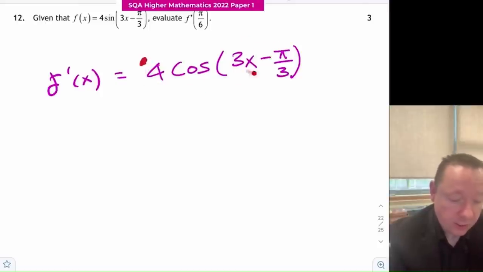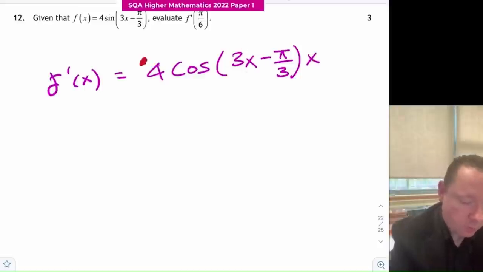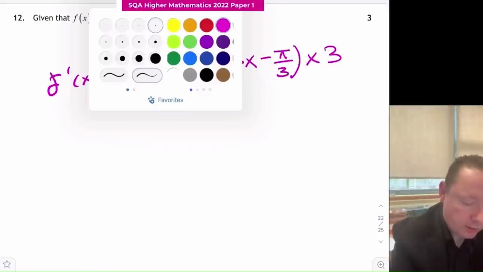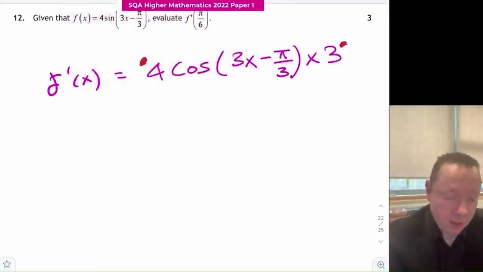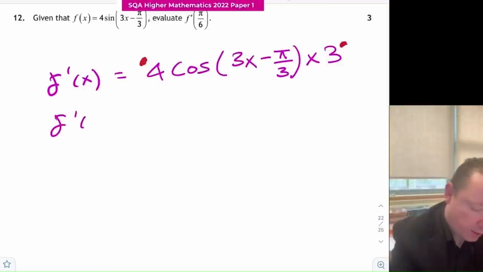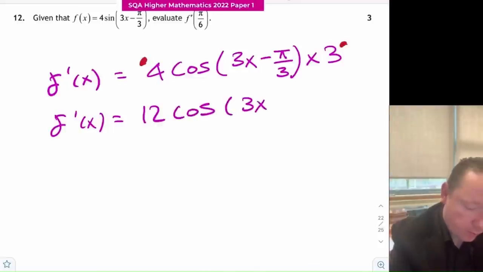So in other words, if I differentiate this part, that's the constant, so that's nothing. Differentiate 3x is 3, so I need to times by 3. So we get a second mark for realising that and writing down that we're going to times by 3. And then our final mark, of course, is evaluating it. So I need to tidy it up and then substitute pi over 6 in. So f dash x equals 12 cos 3x minus pi over 3. So f dash of pi over 6.